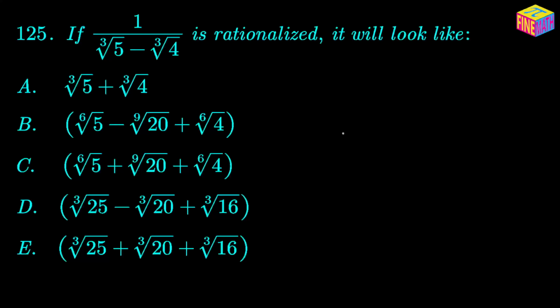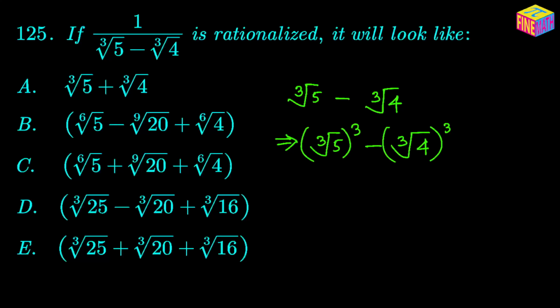Now to rationalize the denominator, essentially we have to convert the cube root of 5 and the cube root of 4, this denominator, into a form like this. If we can convert it into a form like this, then only the cube root will disappear, right? So to do that, let's assume that cube root of 5 is equal to a, and cube root of 4 is equal to b. So essentially we are going to convert it into a cubed minus b cubed form.